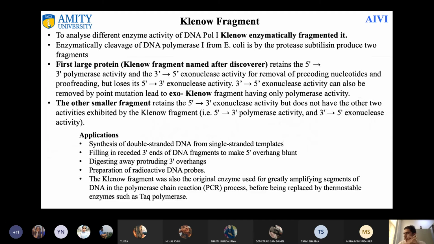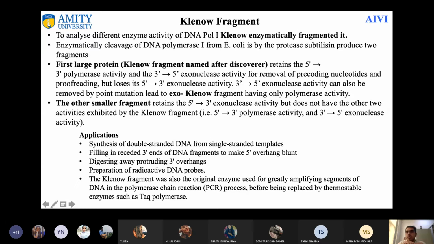Now coming to further things. As we mentioned in our first slide, DNA polymerase 1 is going to have three different types of activity. Then these three activities, can we separate them or not?